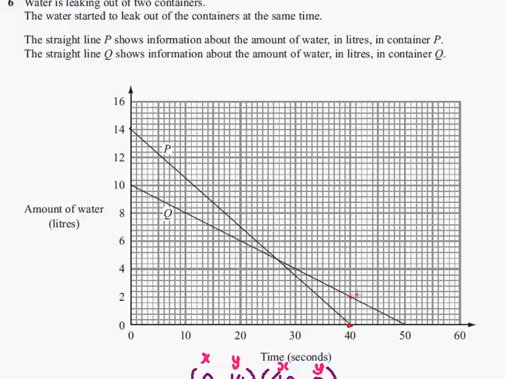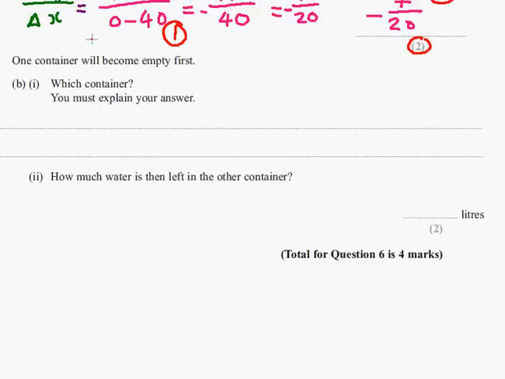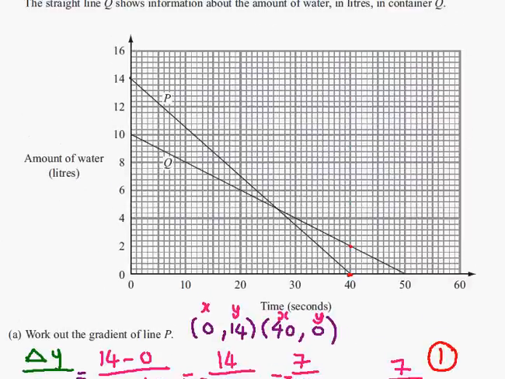Okay, so what was the question? So which container is emptied first? Well, that's definitely P. And how are you going to explain that answer? Well, at 40 seconds, you can see that container P has reached 0 amount of water. Okay, 0 litres.